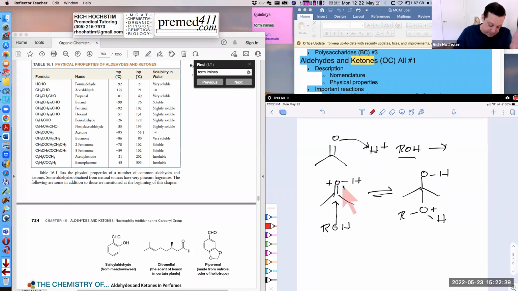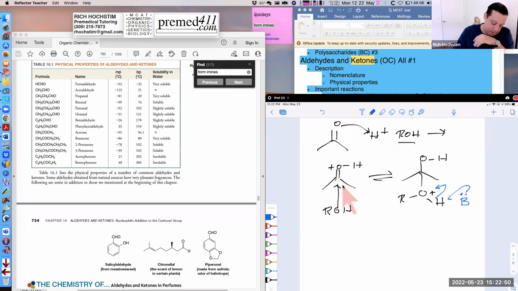And then we have some kind of a base come along, and that base, it doesn't matter what it is, grabs that proton. And when that base grabs that proton, this positive is going to be neutralized. And so what we get over here is an OH here, and then an OR, and this is our hemiacetal. So that's halfway to there.